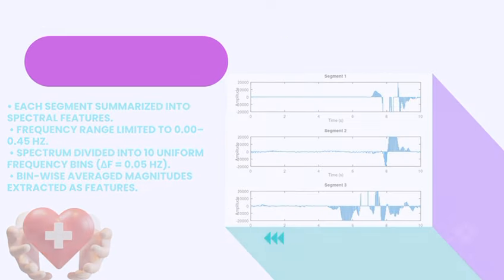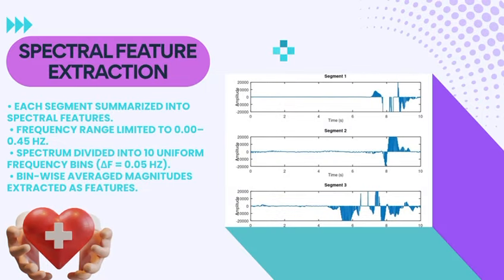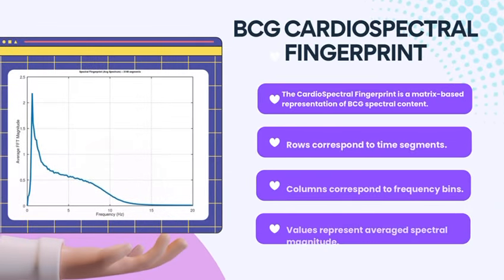To extract meaningful and compact features from the frequency domain representation, spectral magnitudes were averaged within predefined frequency bands. The analysis focused on the 0 to 0.45 Hz frequency range, which captures the most relevant mechanical cardiac information. This range was divided into 10 uniform bands, each representing a specific portion of the spectrum. These bin averaged values form a numerical summary of each BCG segment.